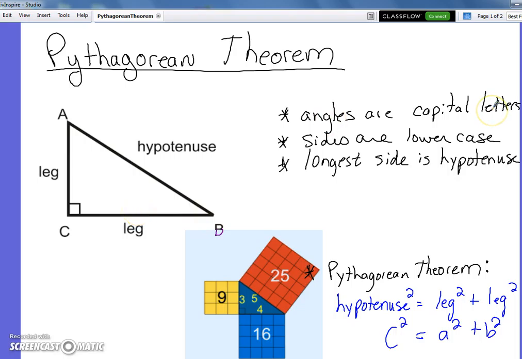Angles are capital letters. That's how you mark a triangle. Notice it is capital C. That's referring to angle C. Capital A is referring to angle A. Capital B is referring to angle B. And then sides are lowercase.